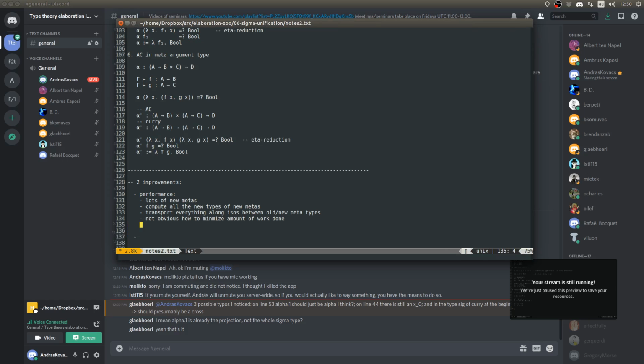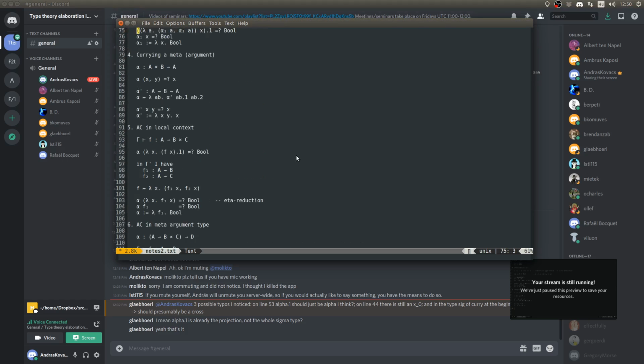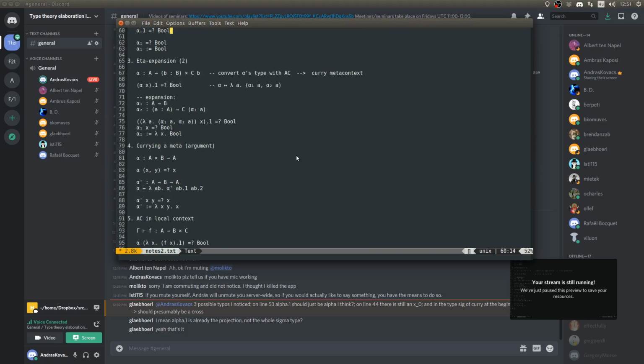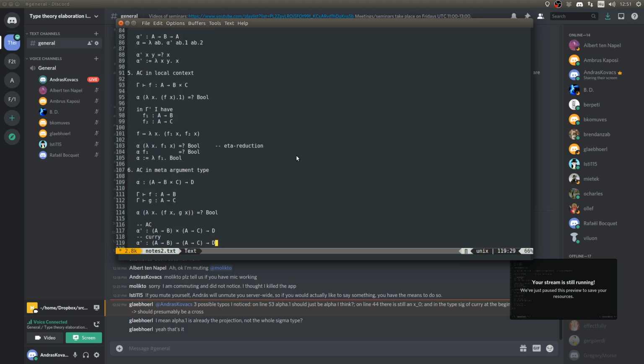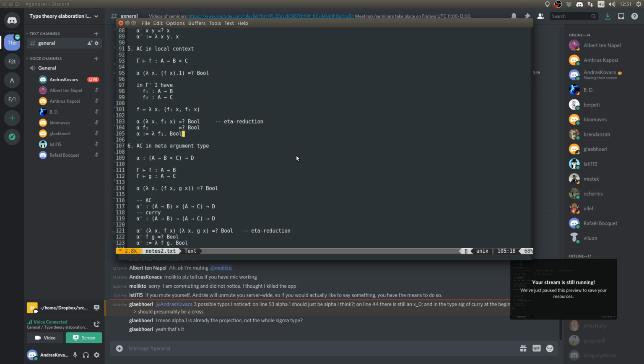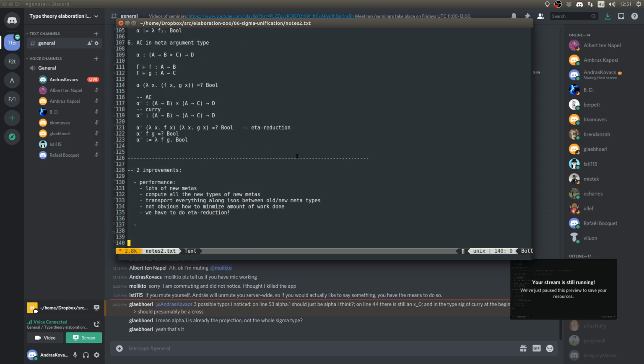Okay, and another problem is that we have to do eta reduction. So here we have these examples, and this is supported by Agda. Eta reduction in patterns is supported in Agda as well. I mean, these 5 and 6 are not supported, but in general, eta reduction is supported in Agda. But then eta reduction is just not efficient, right? If you want to do eta reduction in the presence of sigma types, then it's not efficient.